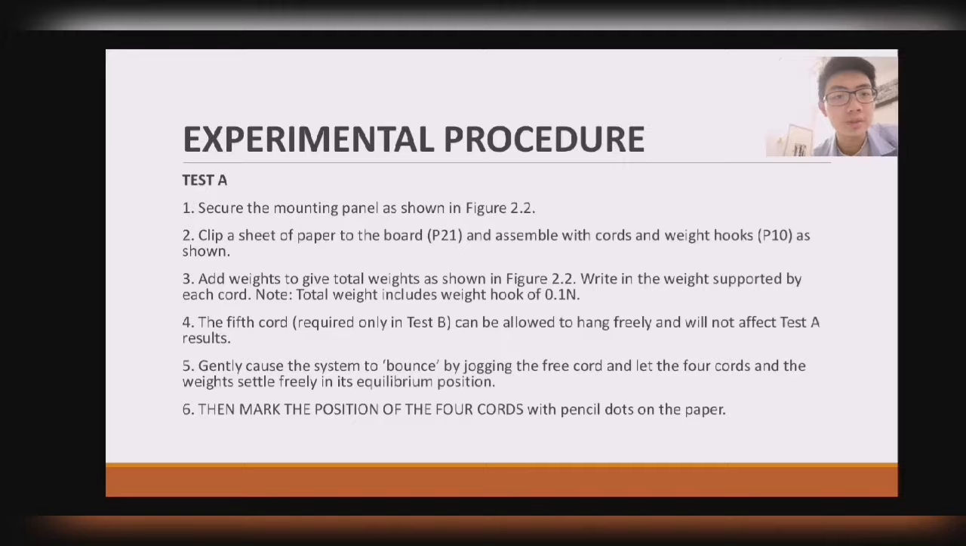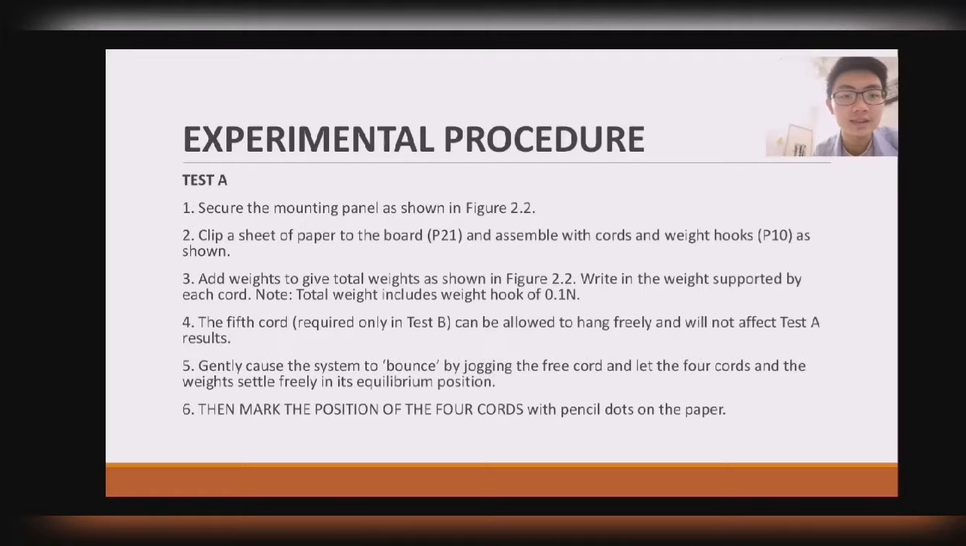Second, we clip a sheet of paper to the board P21 and assemble with cords and weight hooks P10 as shown. After that, we add weights to give the total weight as shown in figure 2x2, and we write the weight supported by each cord, noting that the total weight includes the weight hook of 0.1 Newton. The fifth cord, which is only required in test B, can be allowed to hang freely and will not affect the test A result.